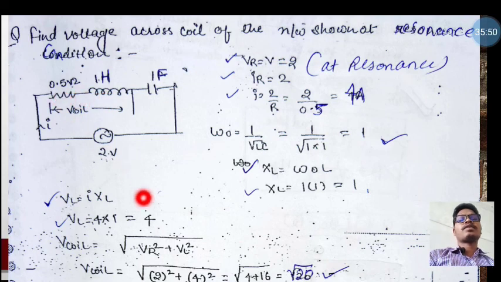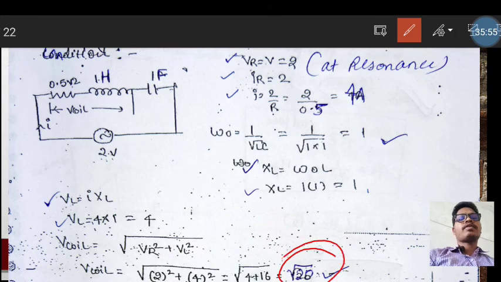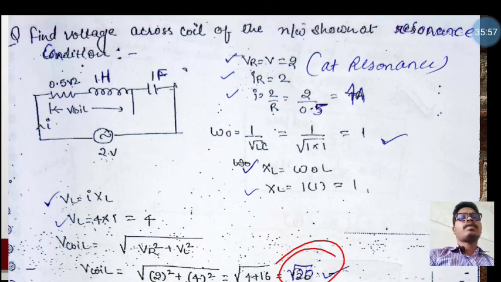The voltage across the coil is equal to the root of voltage across the resistance squared plus voltage across the inductance squared. So after calculating this, we will get voltage across the coil is equal to root of 20. So this is the answer.